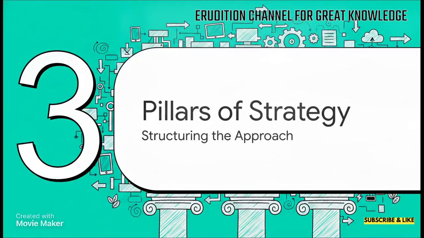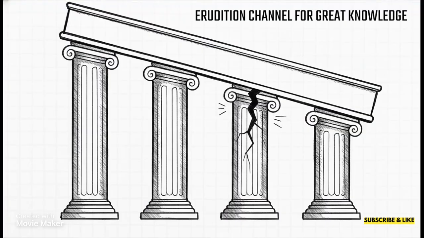Section 3. 4 pillars of strategy. Structuring the approach. Now, to actually structure this approach, we turn to the research of Bharadwaj and colleagues. They identified 4 major groups, which we can basically think of as the 4 pillars of digital strategy. We've got scope, scale, agility, and sources of value creation.